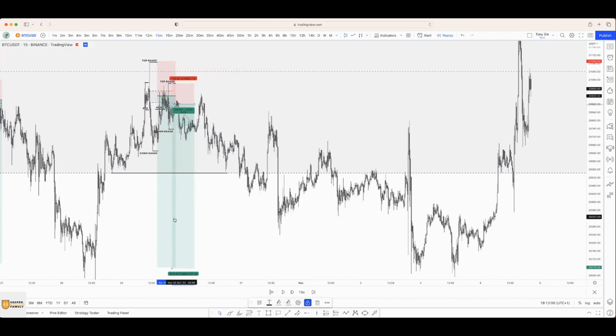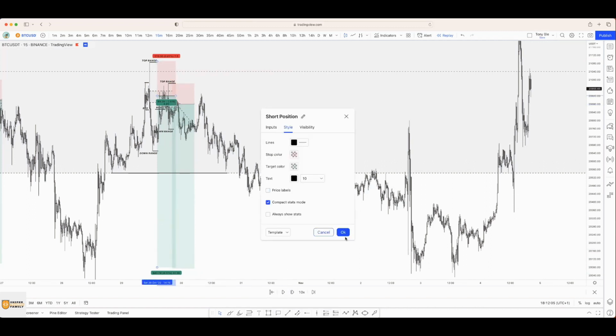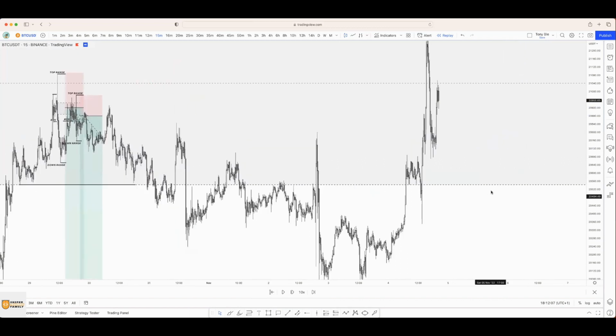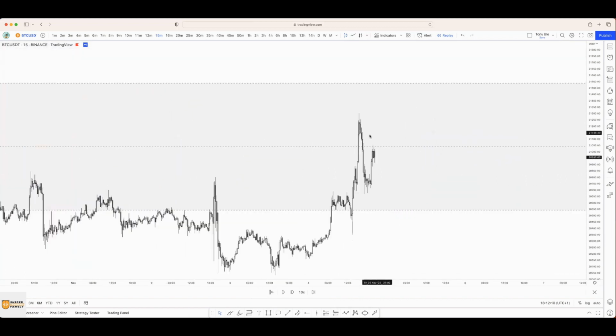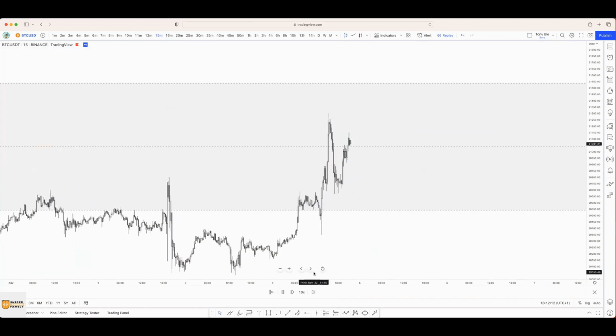Okay, I'm just going to lock that. And then this, we lock it. We also remove the price label. Okay, so now price went back up again. All right, let's see. I'm monitoring price action in this area.